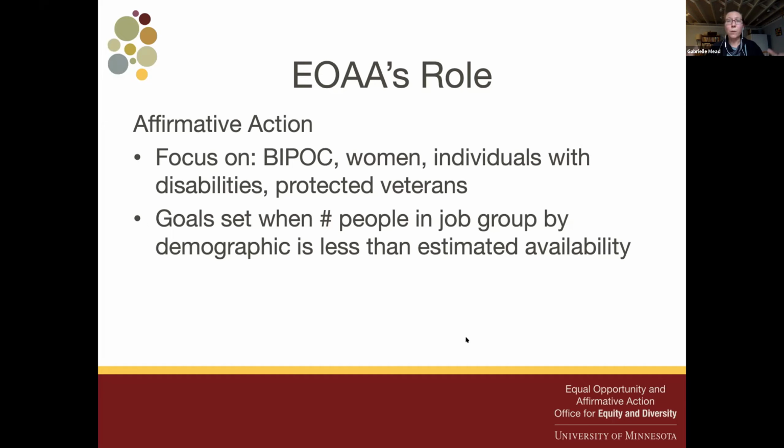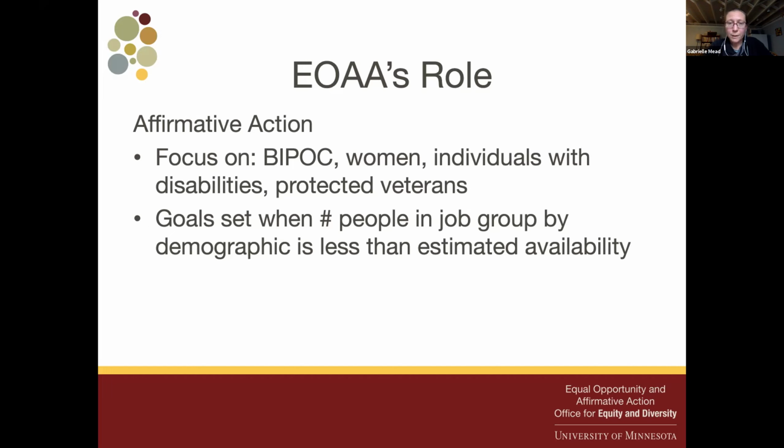Twin Cities. For some, we might look at the regional market, and for some we look at the national market. And we look and see how many people who are qualified for that position identify as women or identify as a BIPOC person, right? So for one job group, we might look at the data and see that 70% of qualified people for this job are women. For another job group, we might see that 30% of qualified people are women.